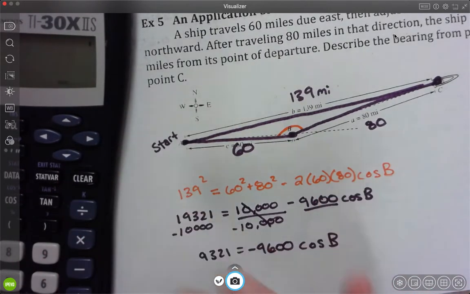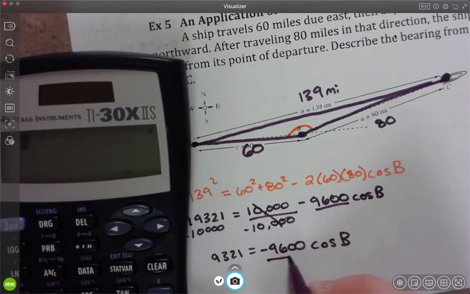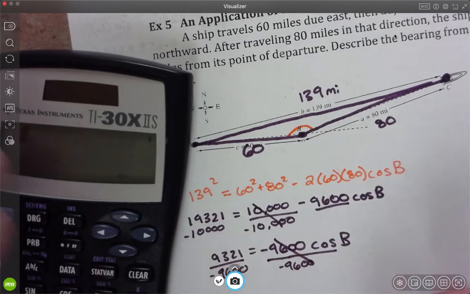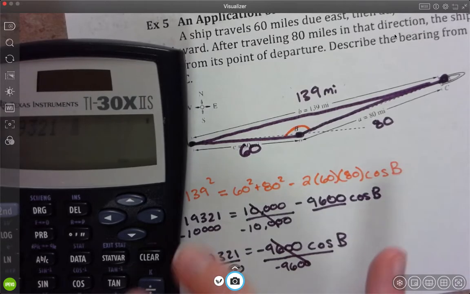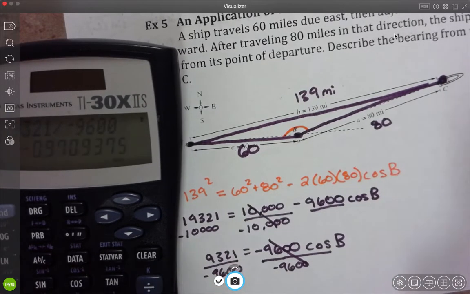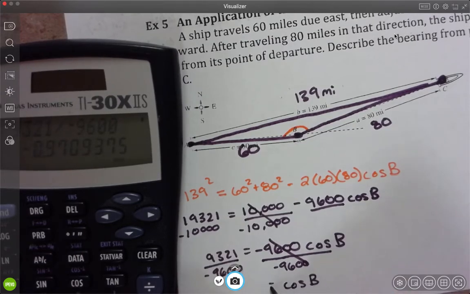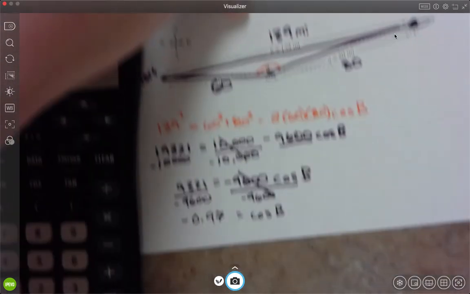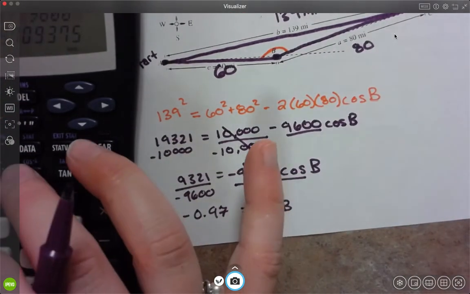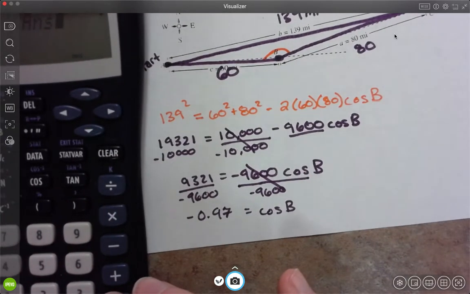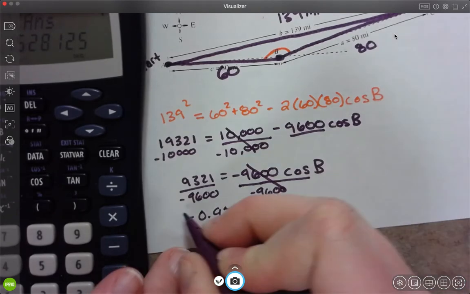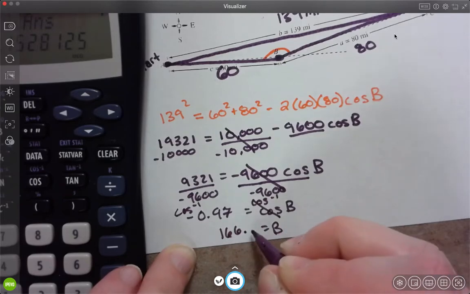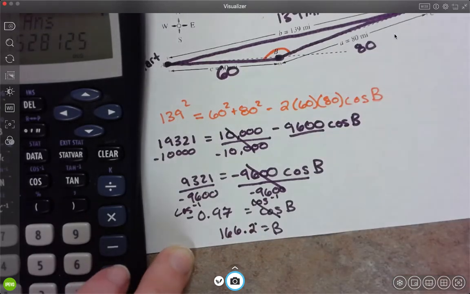Now I'm going to divide by the negative 9,600. 9,321 divided by negative 9600, and cosine of B will be negative 0.97. Ooh, that was a lot of work. Now we can do the inverse cosine of that answer. We've got to do inverse cosine. So our B will be 166.2 degrees.